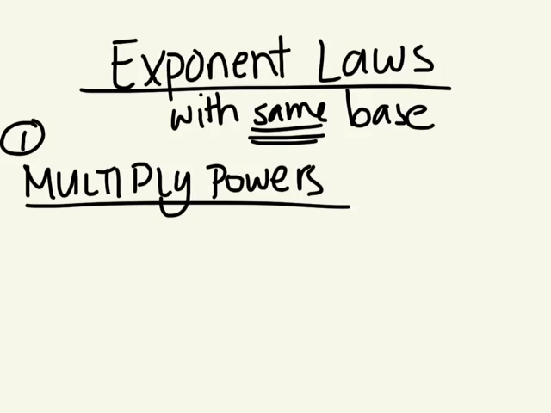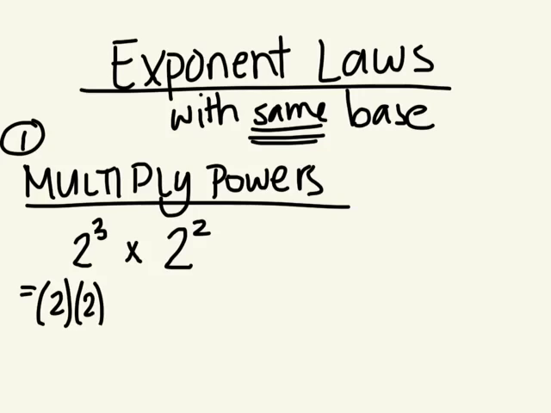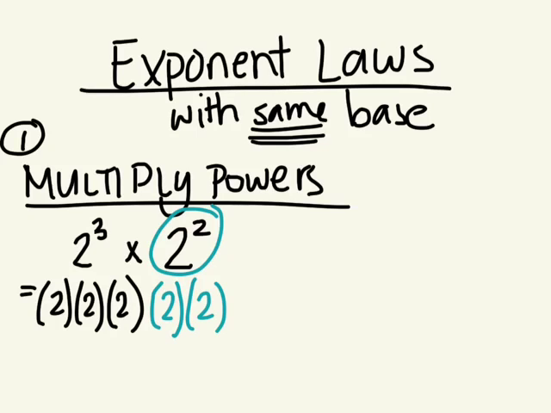First rule is if you're multiplying powers with the same base, so as an example, let's do 2 to the power of 3 times 2 to the power of 2. Well, what does 2 to the power of 3 mean? 2 times 2 times 2, okay? And what does 2 to the power of 2 mean? Times 2 times 2. Okay, so I'm multiplying the number 2 3 times, and then I'm multiplying that by another 2 times 2, right?